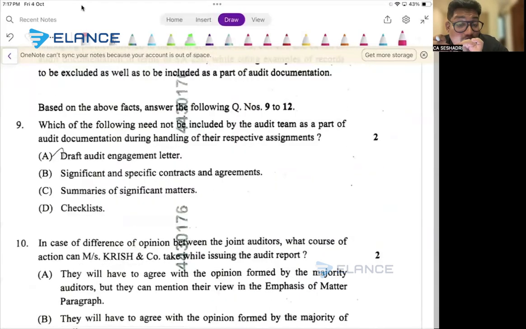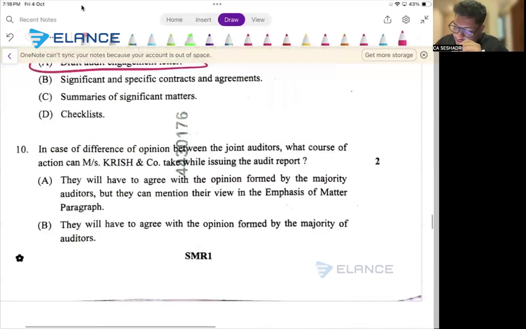Which of the following need not be included in audit by the audit team as part of audit documentation? Again, audit documentation contains final letters or final matters, not draft copies. It should not contain. Significant matters, yes. Significant special contracts agreement, yes. Checklist, of course, yes. Draft copies, unnecessary working papers, no. This is the answer. Come to 10th question.